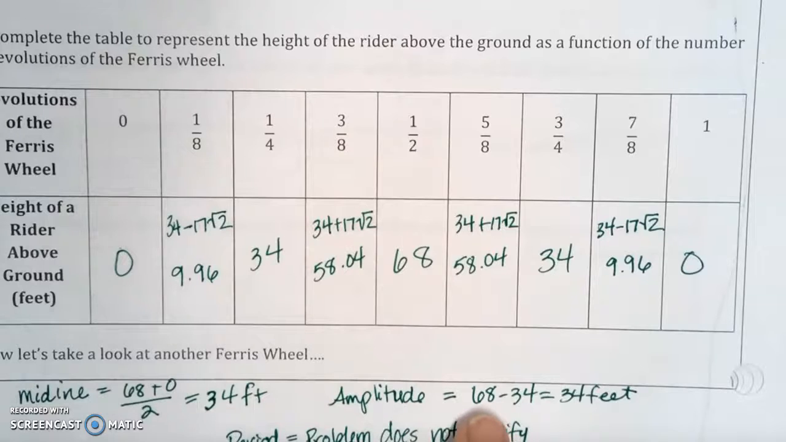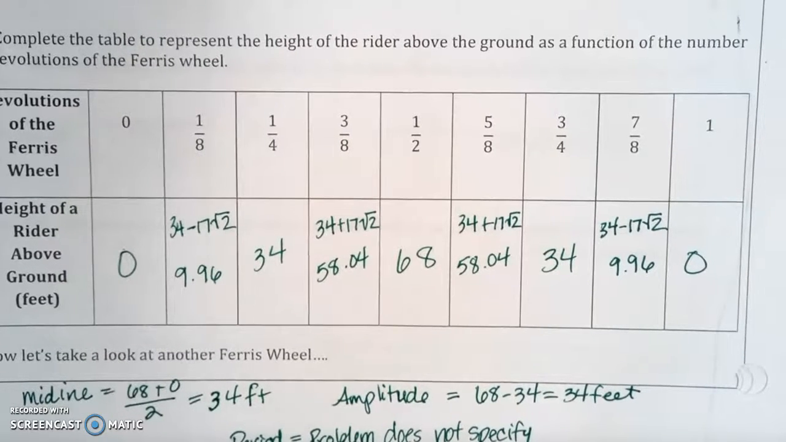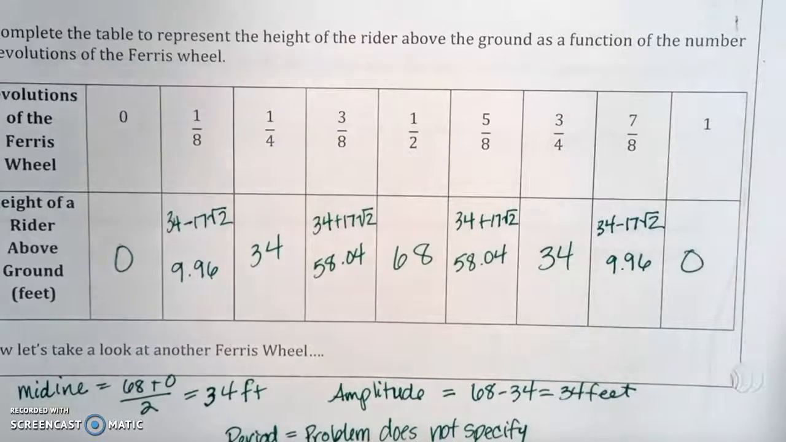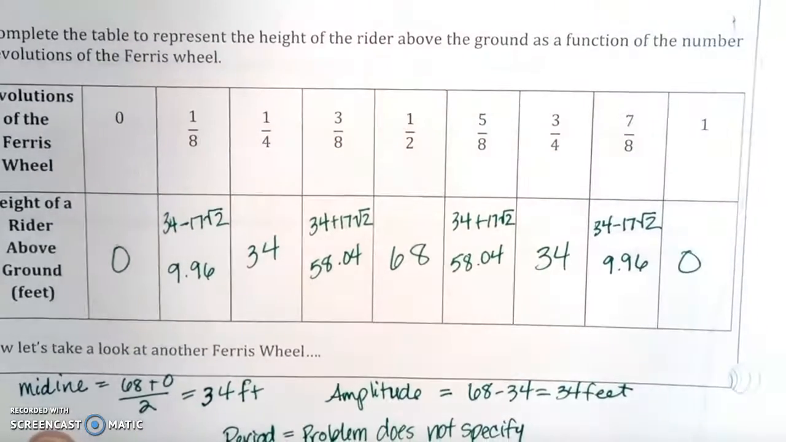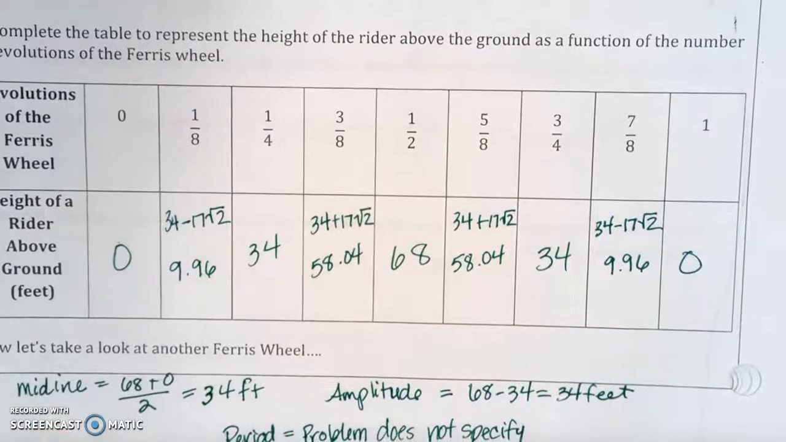Amplitude is going to be the max height minus the midline. This one does not specify how long the period is going to be, okay? Some of them will. This particular one does not. All right, anybody still writing?